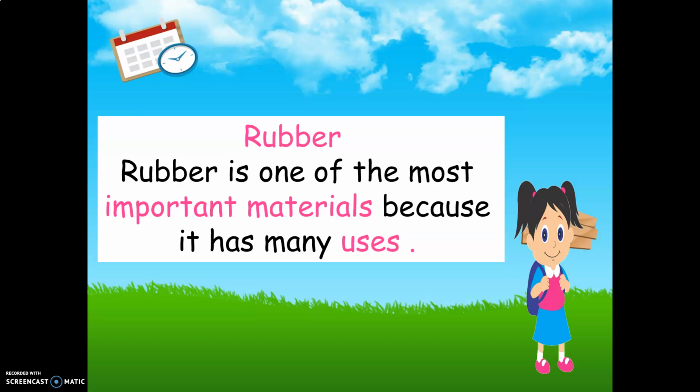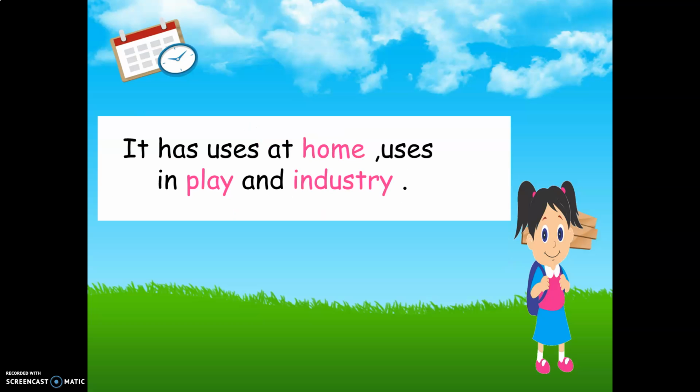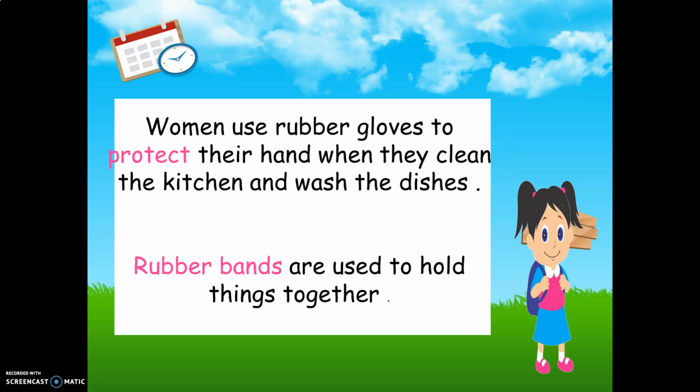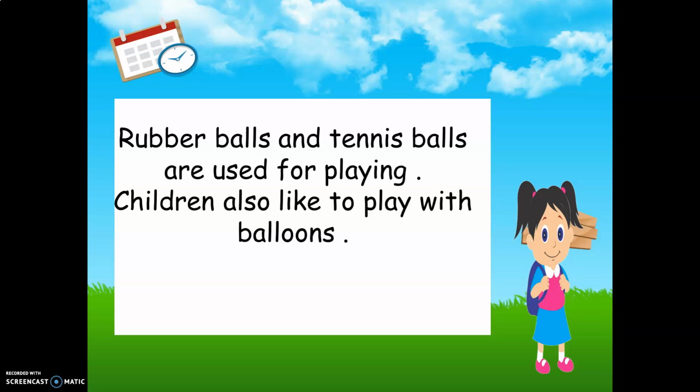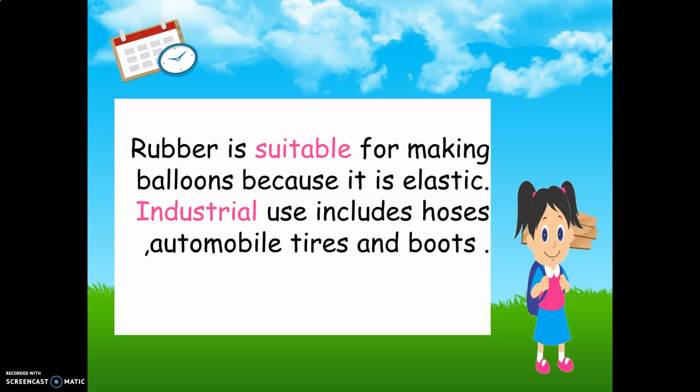Rubber. Rubber is one of the most important materials because it has many uses. It has uses at home, uses in play and industry. Women use rubber gloves to protect their hands when they clean the kitchen and wash the dishes. Rubber bands are used to hold things together. Rubber balls and tennis balls are used for playing. Children also like to play with balloons. Rubber is suitable for making balloons because it is elastic.